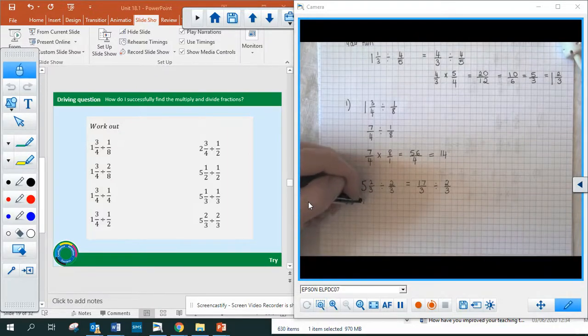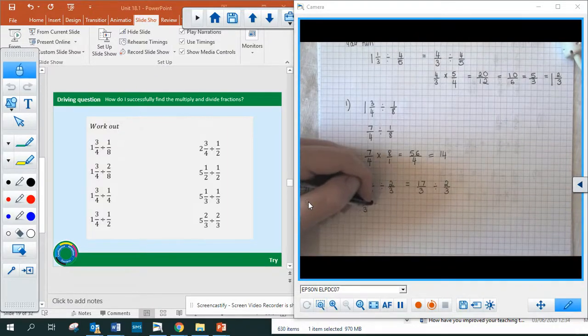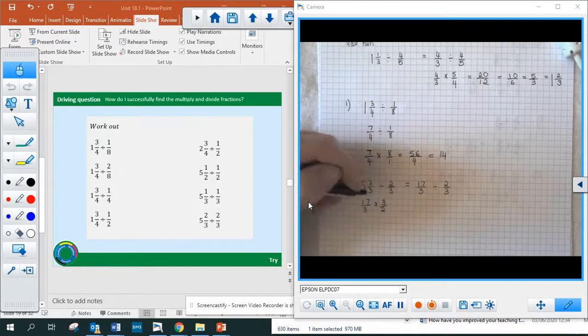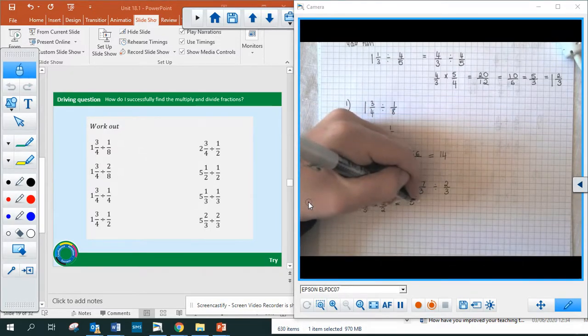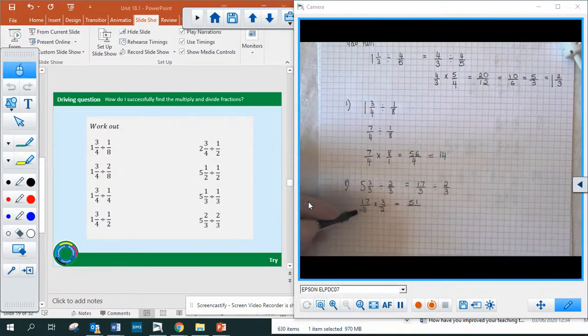Then apply my rules. Keep my first fraction, change my sign, flip my last fraction to its reciprocal. Now I can just multiply as normal, so I'm multiplying my numerators together. So 17 multiplied by 3 is 51. And 3 multiplied by 2 is 6. Okay?